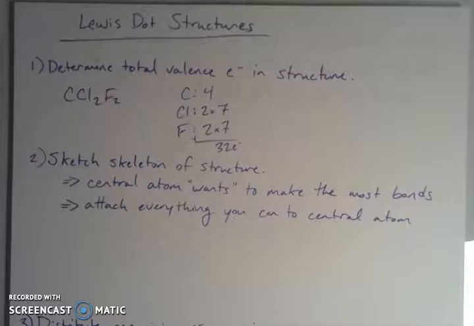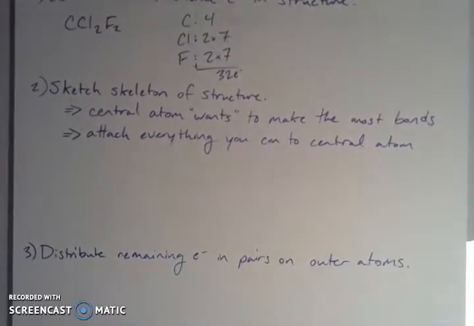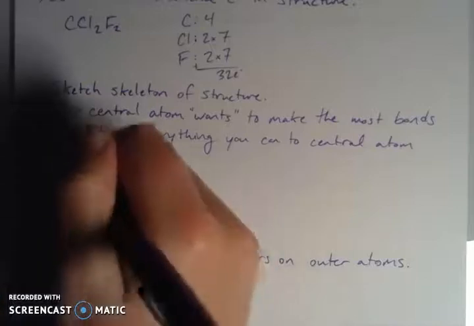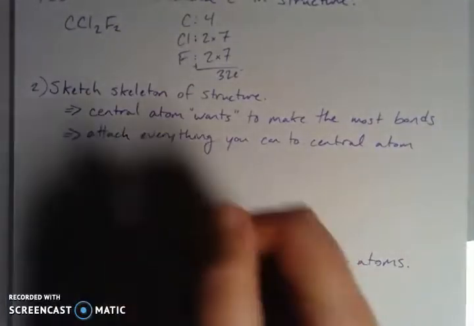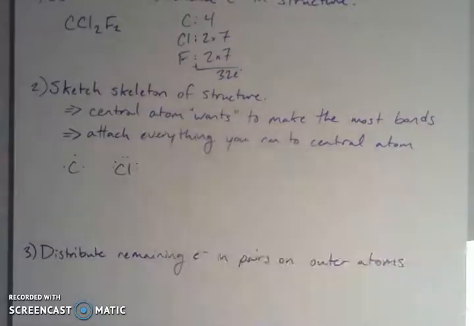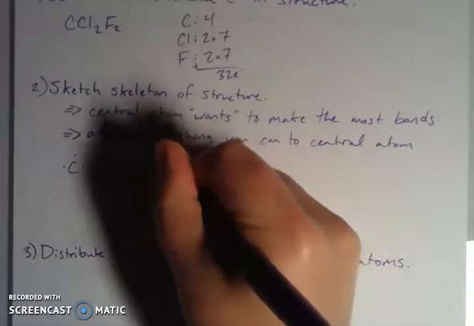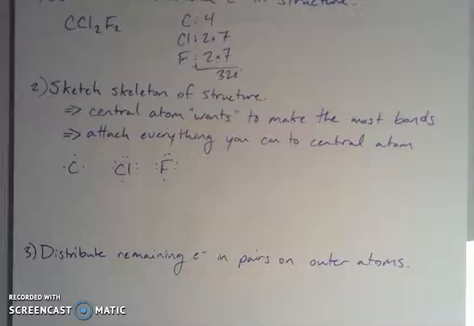So the next thing I need to do is sketch the skeleton of the structure. And the skeleton is going to be a central atom with everything else attached to it. So I have to figure out which one is going to be at the center. Well, if I draw the Lewis dot structures for these, there are the 4 valence electrons on my carbon. Here's my chlorine with those 3 lone pairs. And here's my fluorine with 3 lone pairs.